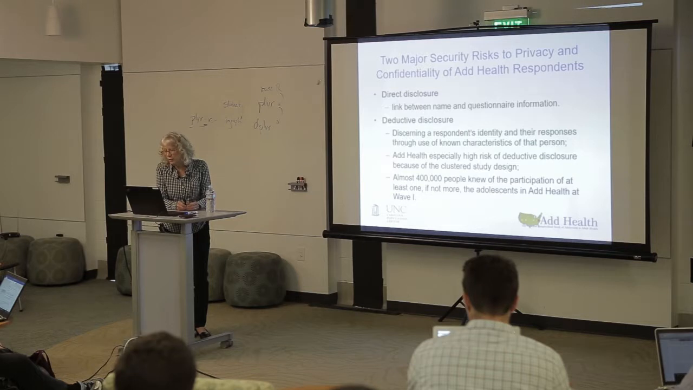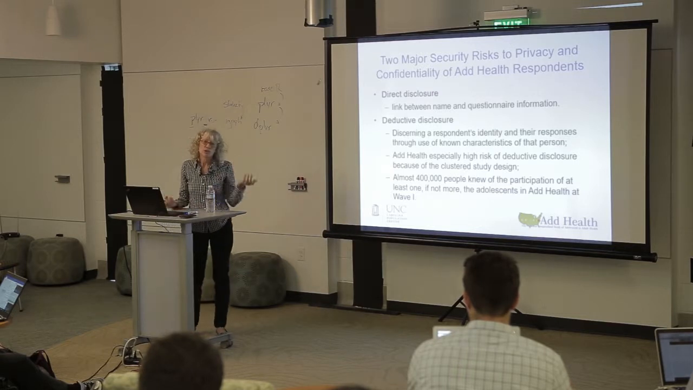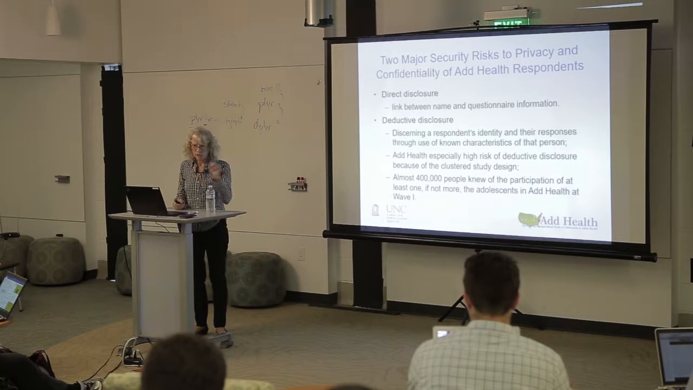So the two security risks that you have to explain to the IRB that you're going to protect against is direct disclosure, and that's pretty easy, right? I mean, that's just the link between the name and the questionnaire. Almost everybody provides data to users by just de-identifying those data, taking off the name, the address, maybe not reporting the full birth date, maybe just month and year, and so on.